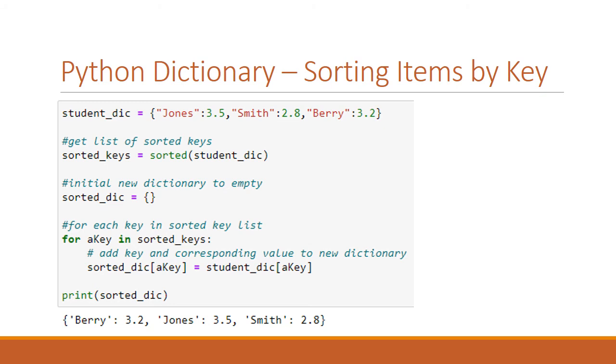So just to reiterate, we get our keys and we sort them. And to do that, we call the sorted method and pass our dictionary in as an argument. Then we loop through those sorted keys, and using each of the keys, we create a new entry in our sorted dictionary, using the original dictionary's value.